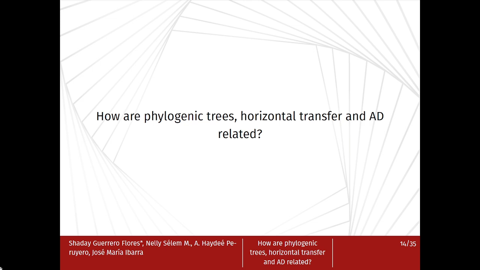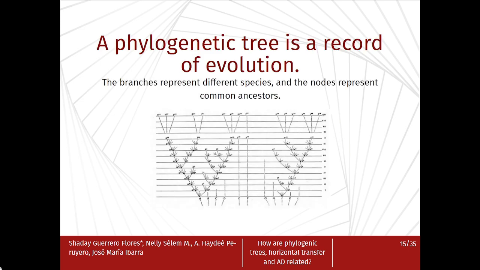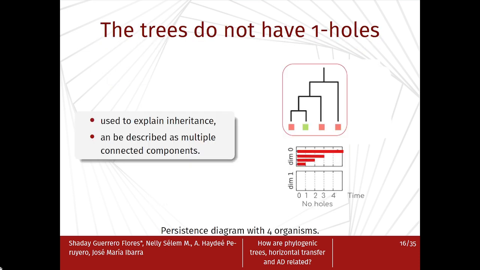I will try to explain this. A phylogenetic tree is a record of evolution. The branches represent different species, and the nodes represent common ancestors. So when we use the persistent homology of TDA on a tree, a theoretical data set, it doesn't have holes.